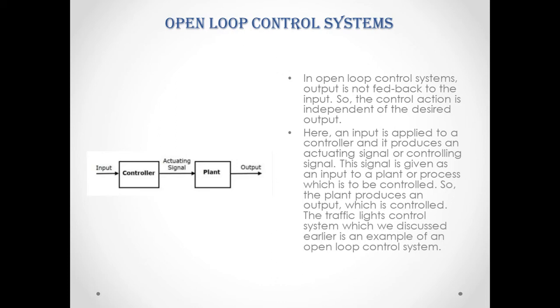In open loop control system, an input is applied to a controller and it produces an actuating signal. That signal is given as input to a plant or a process, and that plant or the process will produce an output. As for example, the traffic light control system is the open loop control system.